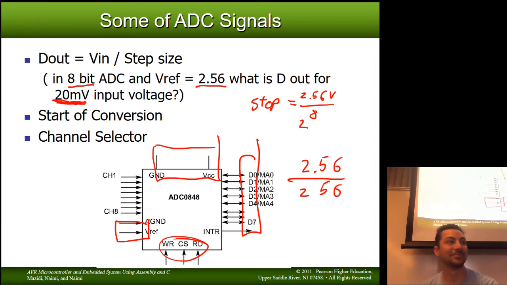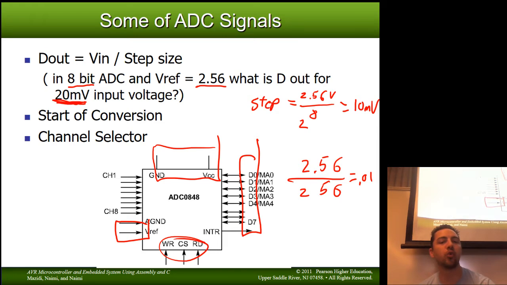Really? Say it louder. 0.01. It's 256 divided by 256. It wasn't intentional, I promise. 0.01. I thought you were messing with me. Okay, 0.01. I was asking you a very simple question. I didn't choose these numbers completely at random. They're designed to be done in your head. So, all right, our step size is 10 millivolts.